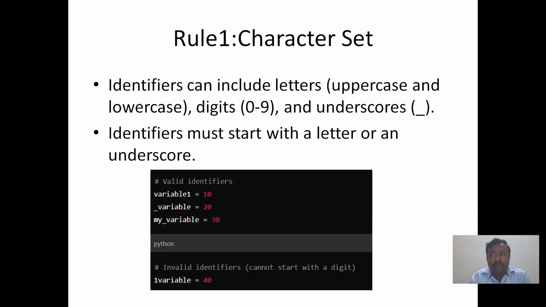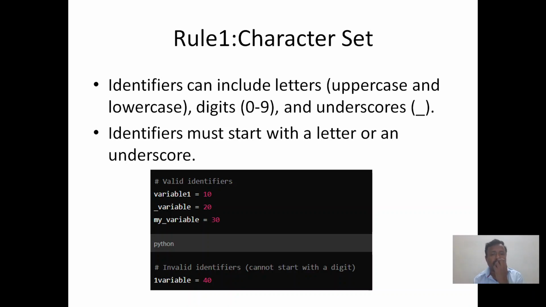But remember one thing: when you are formulating the identifier, it must start with a letter or an underscore. You can use small a to z, capital A to Z, 0 to 9, or underscore. But what is the first constraint? The first character must be an alphabet or the underscore. Either you can use the small letter, or the capital letter, or underscore.